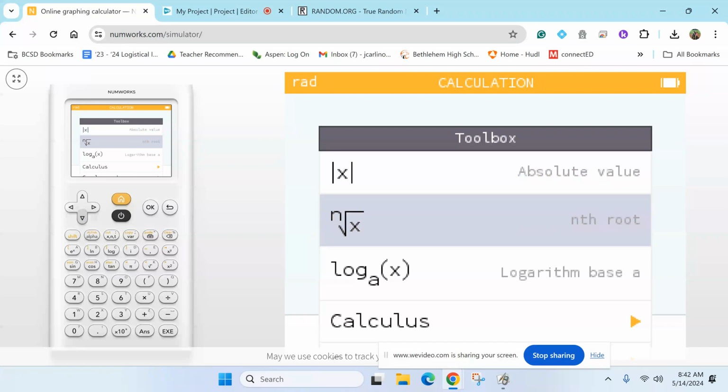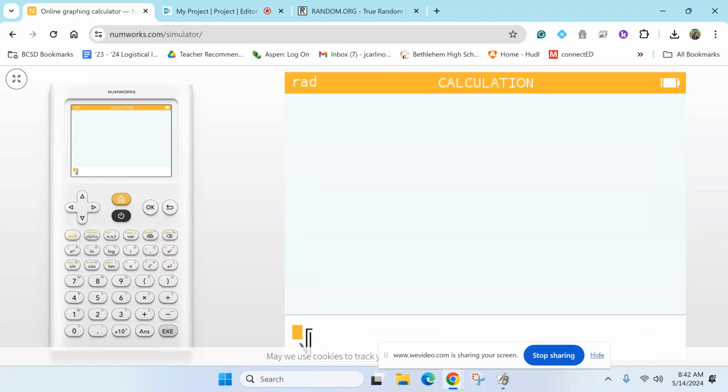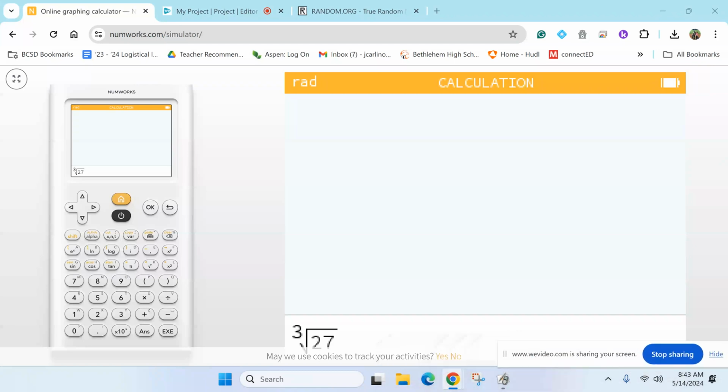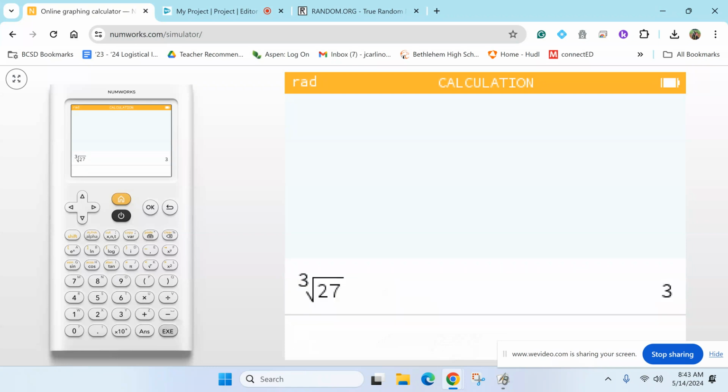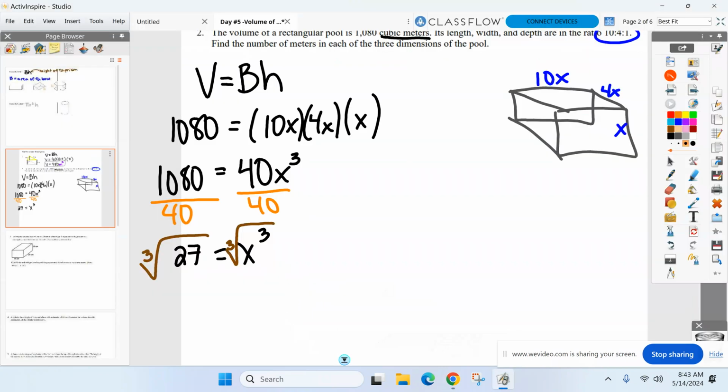So find the nth root in your toolbox, enter, and now you can type in whatever root and whatever number underneath you need. So I need a 3 there and a 27 there. And we see x equals 3. Everyone can get there in the toolbox. You know where it is now, in case you need it tonight. All right, x equals 3.